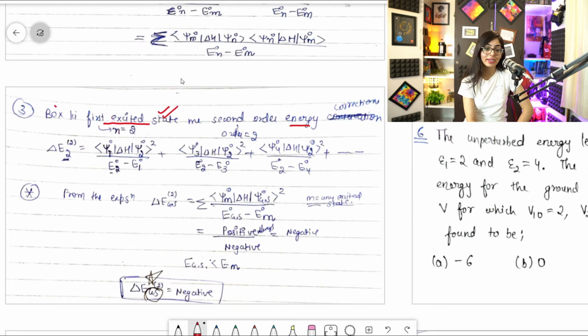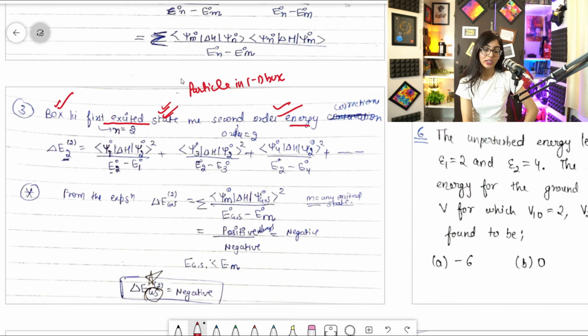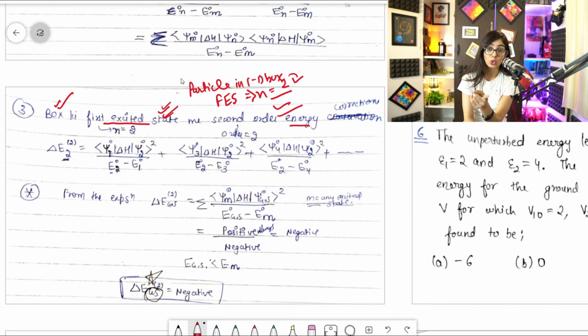So now a particle in a 1D box is there, and you need to find the second order energy correction for the first excited state. And you know, for a particle in a 1D box, for the first excited state, FES, N would be 2 over there. Clear? If it was SHO, a simple harmonic oscillator, then the first excited state would be as mentioned in the name. Fine. So in SHO, the first excited state would be N is equal to 1 only.